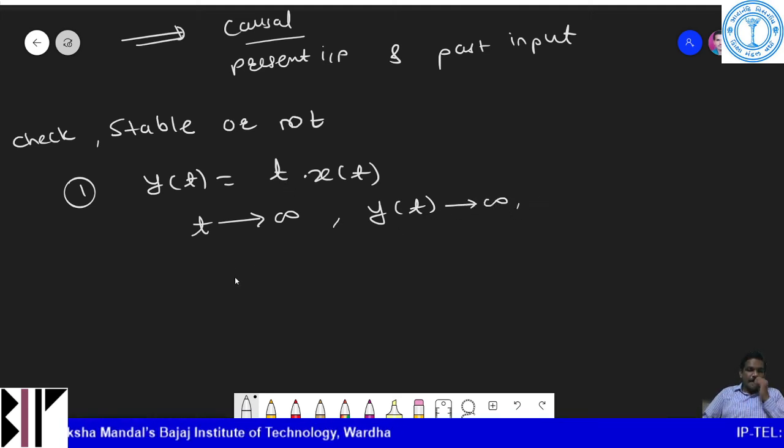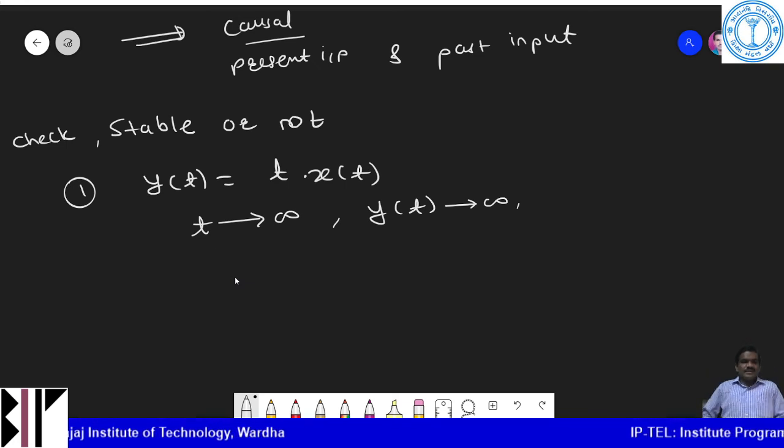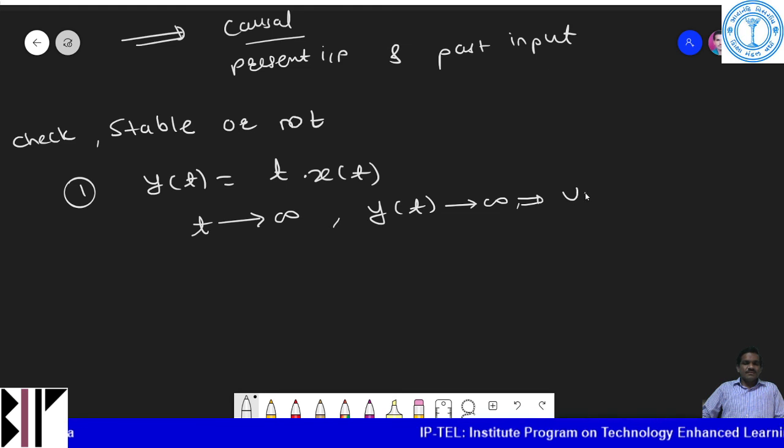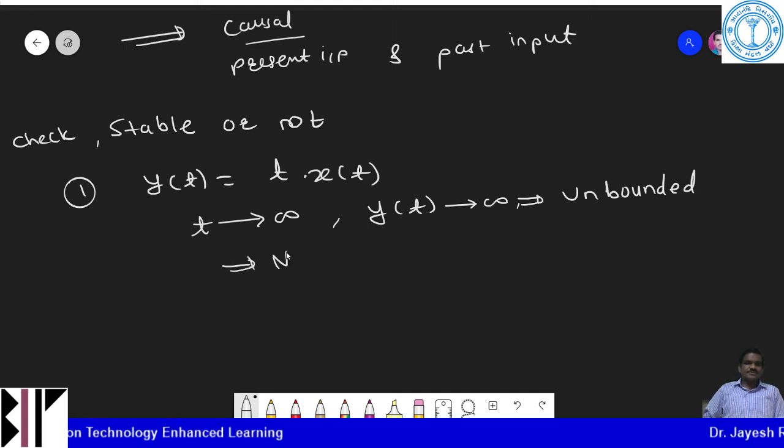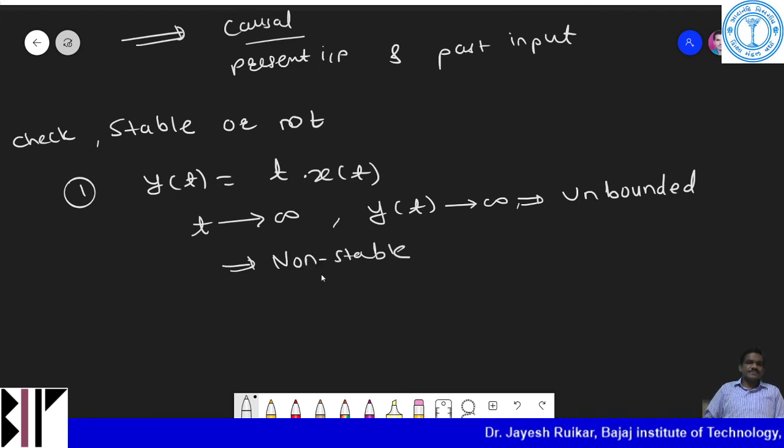That's why it produces an unbounded, or infinite, output. So the system is unbounded, and the system is not stable.